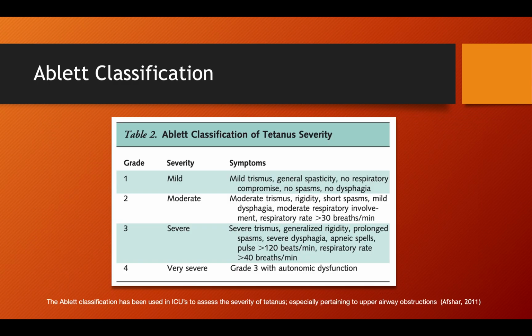So next, we'll talk about the Ablett classification. So this is just a method to assess the severity of tetanus in a patient. So it goes from grade 1, the most mild, to grade 4. And this is really pertaining to whether the patient has upper airway obstructions, which is going to be the most severe case. And the mild case just is mild generally, and in regards to there being no respiratory problems.